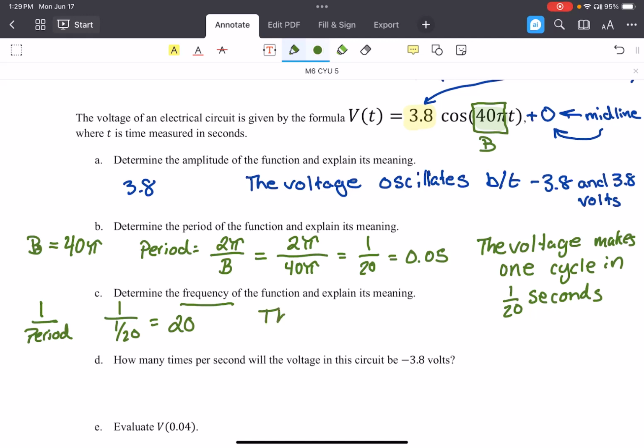So I'm going to just write that out for you. The voltage makes 20 cycles in 1 second.